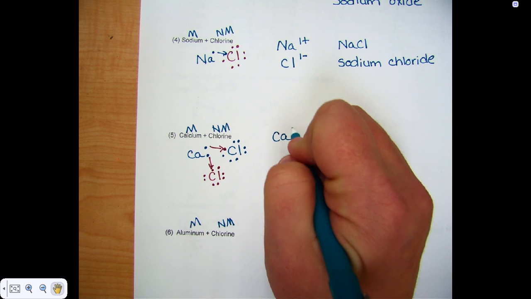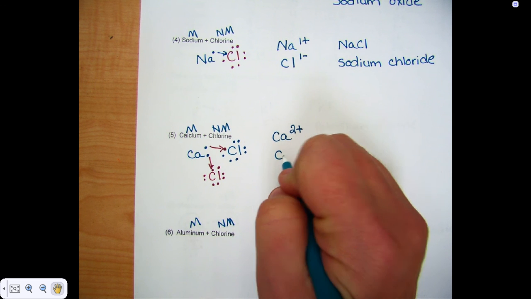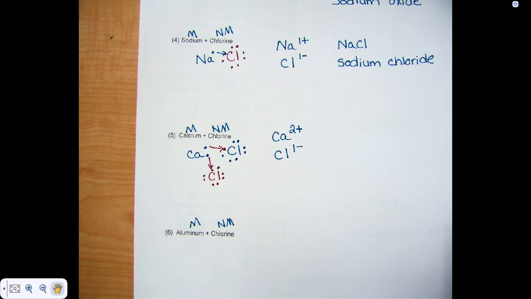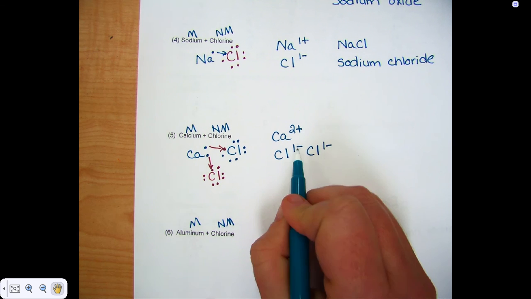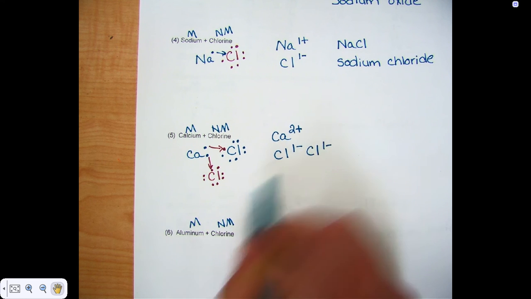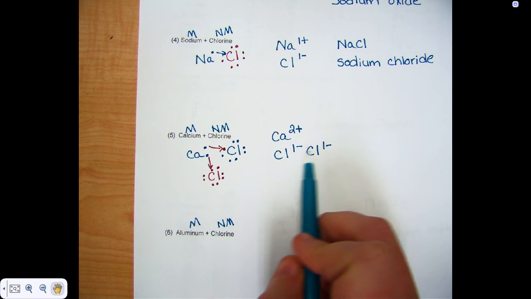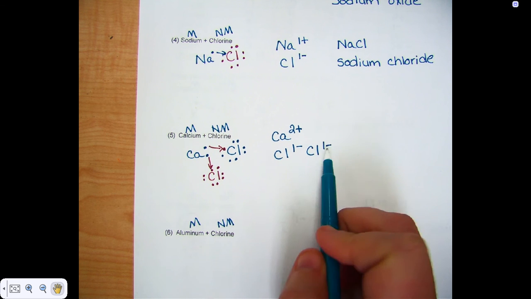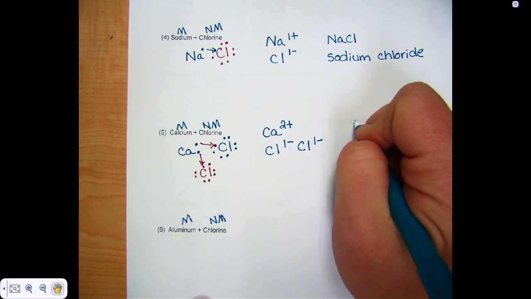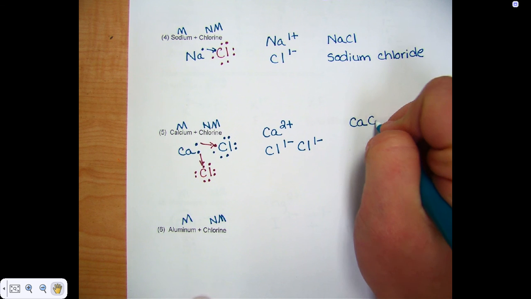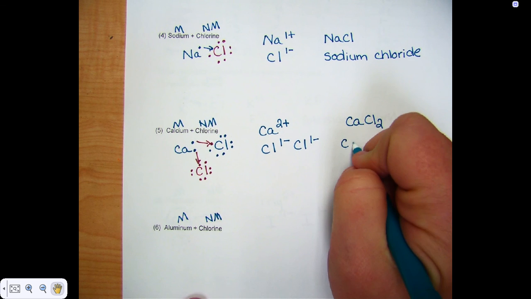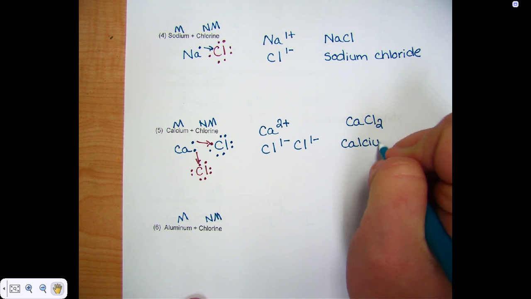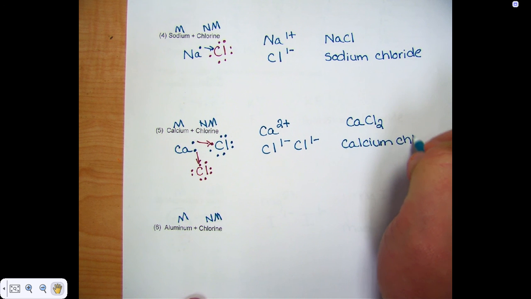So write your oxidation numbers. 2 plus, Cl1 minus. Are they balanced? No, they are not. To balance them, you have to add Cl1 minus. And I'm talking about balancing the charges. I have 2 Cl's. That's not balancing the element. I'm balancing the charges. So my formula is CaCl2. My name is calcium chloride.